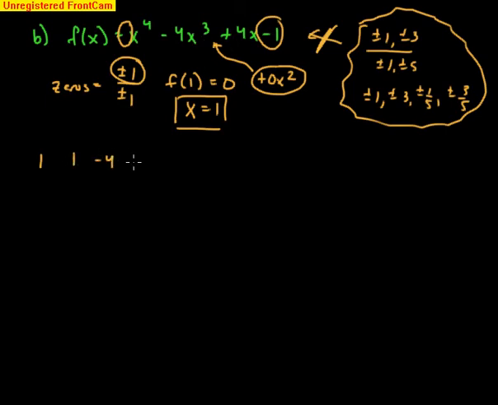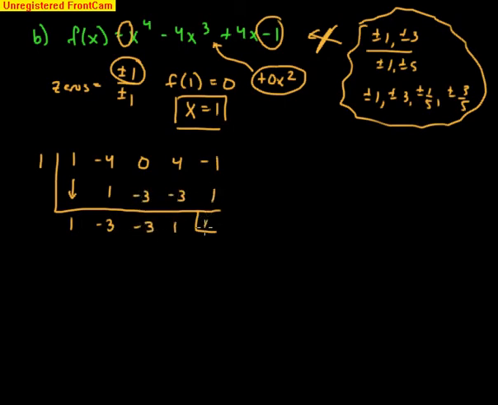1, -4, 0, 4, -1. Do not forget that. That holds for long division and synthetic division. Make sure all your powers are there. All right. So we do the synthetic division, and here's what I get. x cubed minus 3x squared minus 3x plus 1.